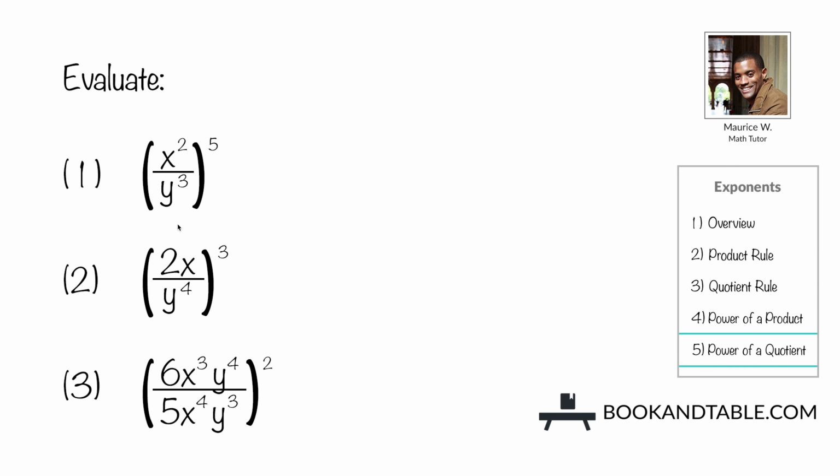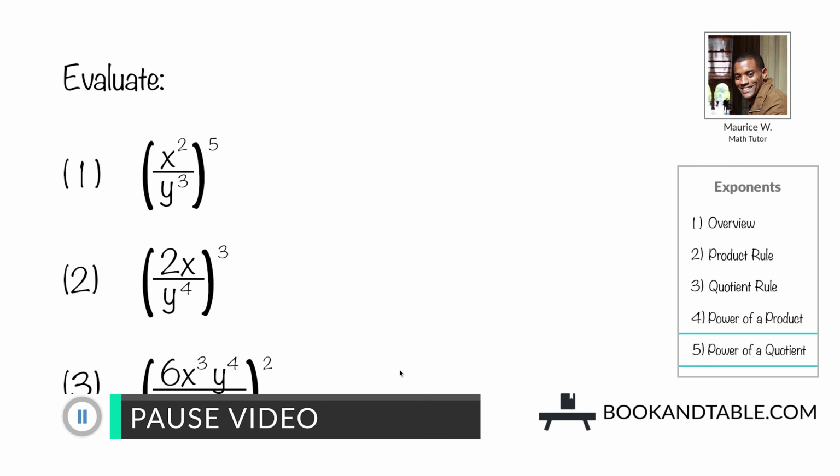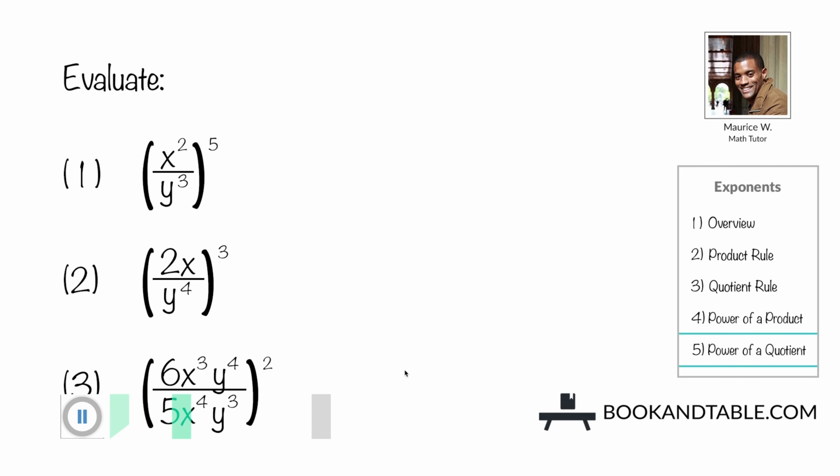Evaluate question number 1, x squared divided by y cubed to a power of 5. Question number 2, 2x over y to the 4th to a power of 3. And question number 3, 6x cubed y to the 4th divided by 5x to the 4th y cubed raised to a power of 2. Pause the video, answer these questions, and then press play when you are ready to begin.